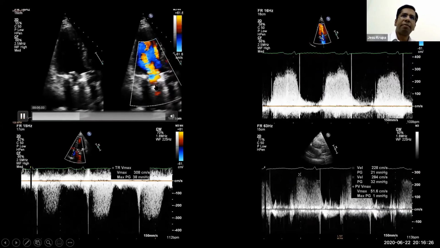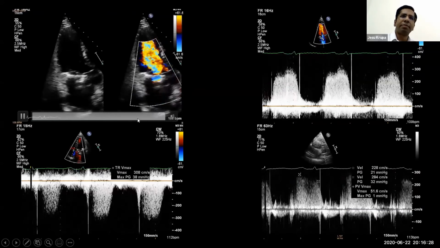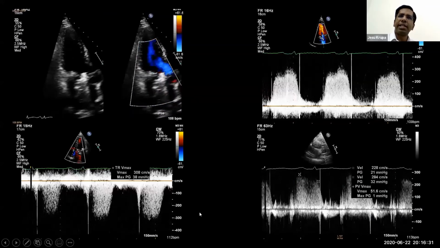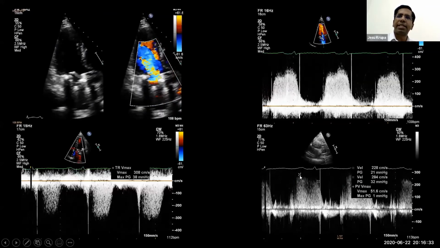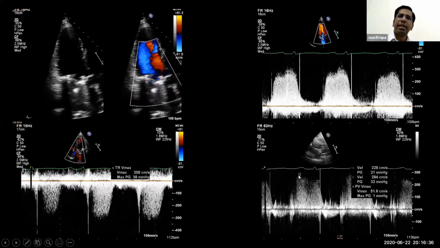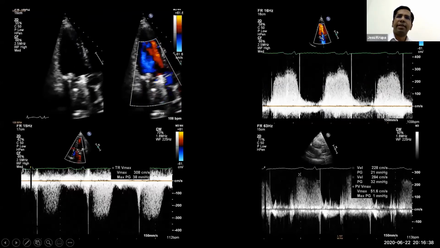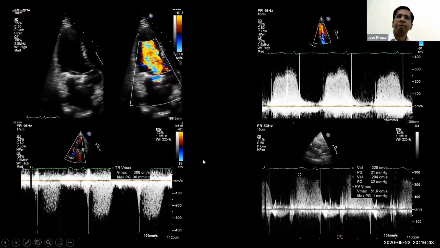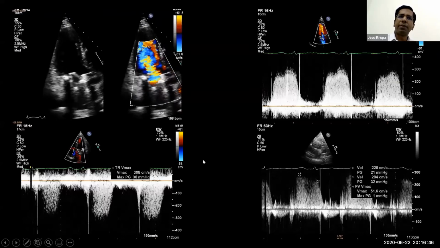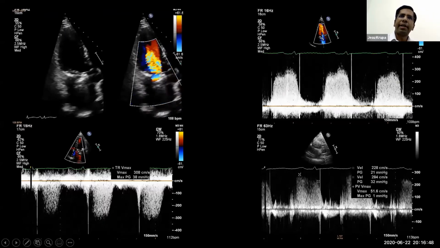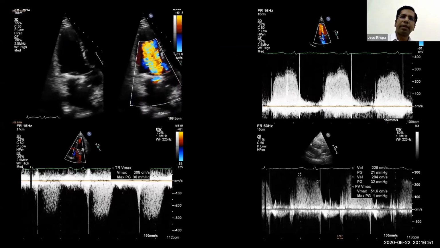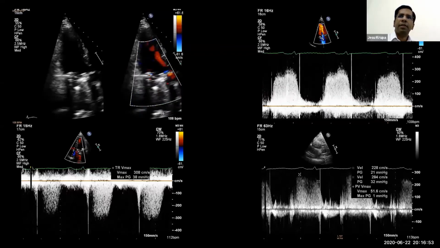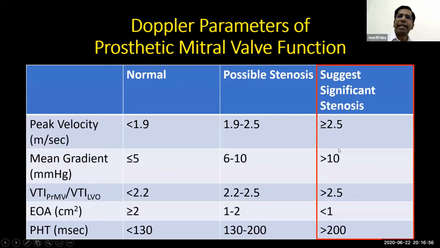So you can see marked turbulence across the valve. This is the 3-chamber view. He's got a high TR velocity, and PH is also there because this is his early diastolic PR velocity. That is also more than 25. And this is the shape of the Doppler jet. So all these things put together, there is no doubt he has pulmonary hypertension. And this is a prosthetic valve obstruction. So all of these fit in the last category here, and that suggests significant stenosis.